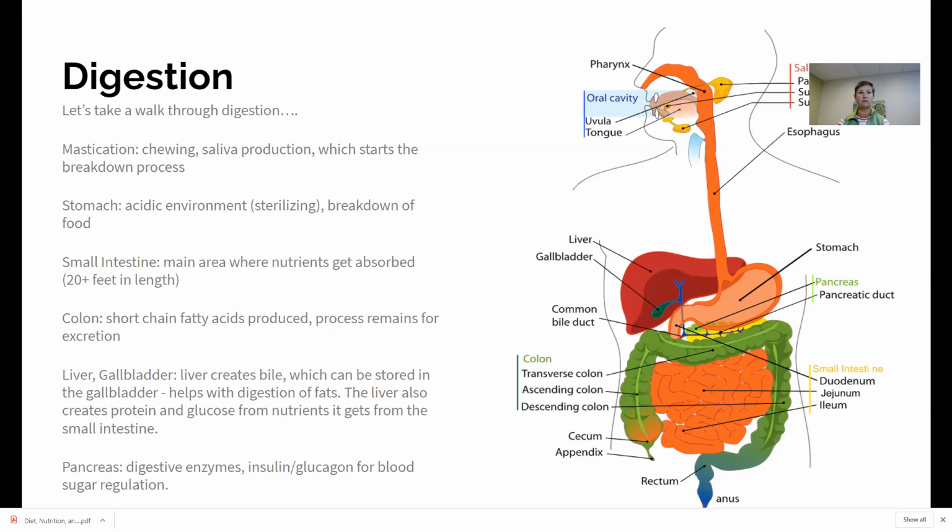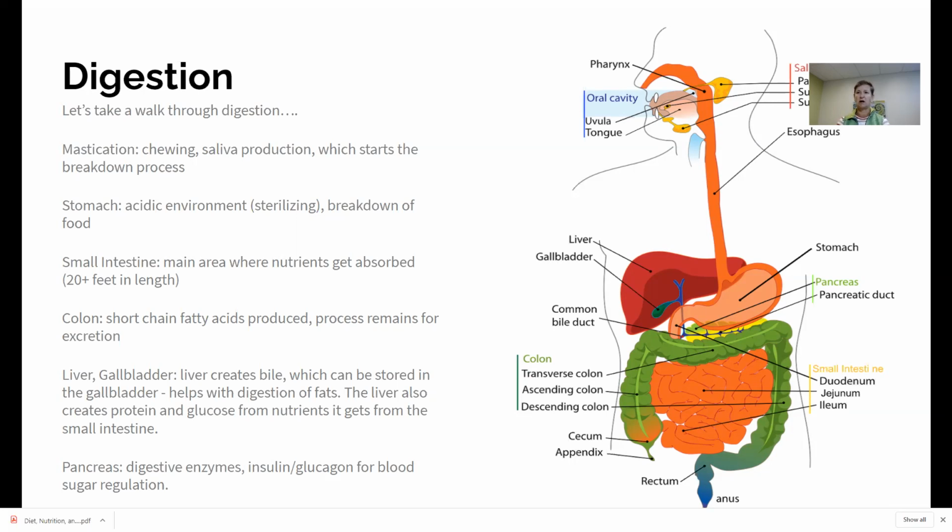The colon is super important for short chain fatty acid production. We talked about that previously. It processes the remains for excretion and absorbs water, and it's all this peristalsis that moves things through. When we think about the liver and gallbladder, the liver creates bile, which can be stored in the gallbladder. It helps with the digestion of fats. The liver also creates protein and glucose from nutrients it gets from the small intestine to create energy.